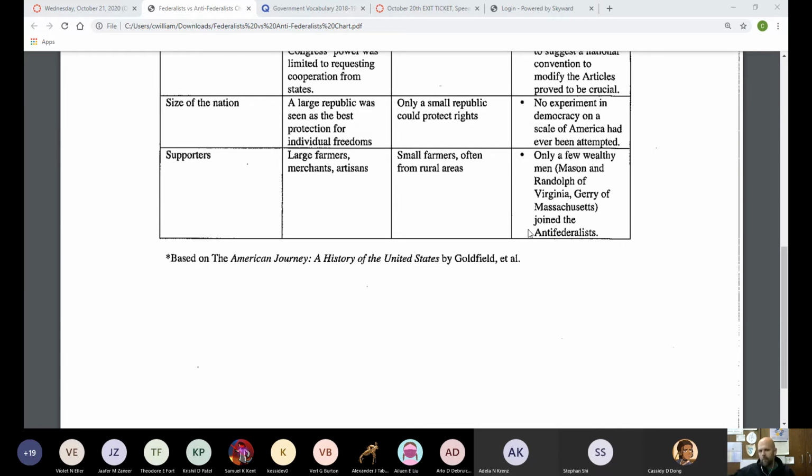Cassidy. I have a question. If the majority of farmers were anti-federalists, right? Correct. Were they taxed a lot after the war? That's what caused Shays' Rebellion. So why would they support a government that they know doesn't work?